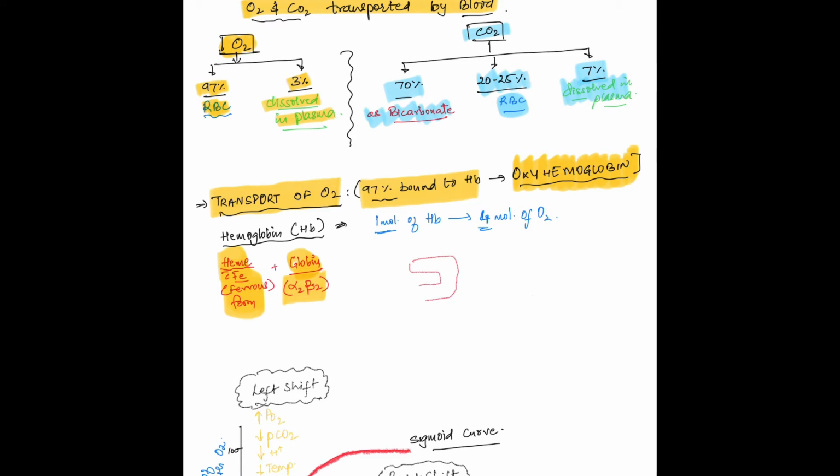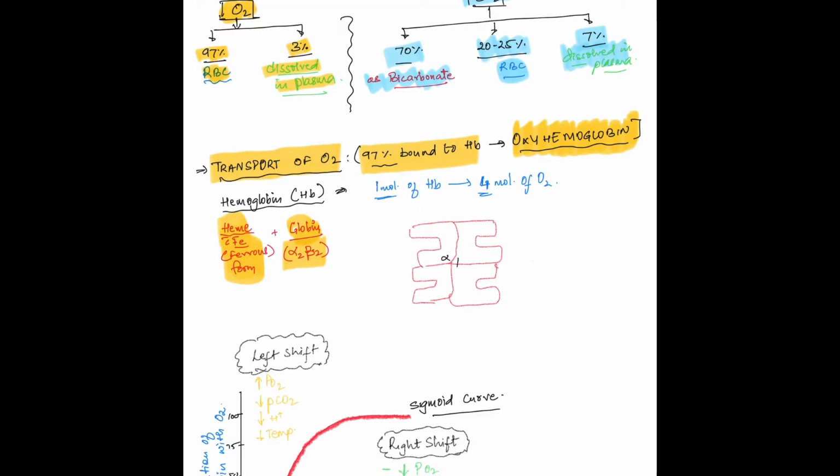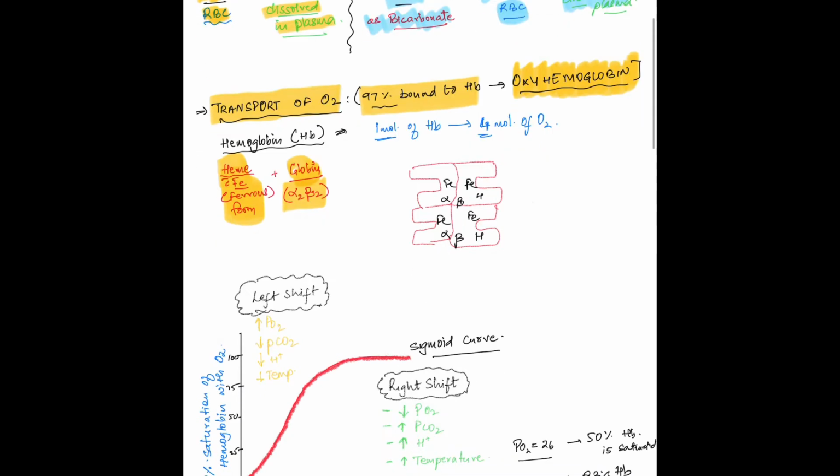This is not an actual diagram of hemoglobin but just a representation. So as we saw, there are 4 globin chains, 2 alpha globin chains and 2 beta globin chains, and each chain contains a heme molecule with iron. So there are 4 domains where oxygen molecule can attach. Therefore, one molecule of hemoglobin can carry 4 molecules of oxygen. This binding of oxygen to hemoglobin is reversible.